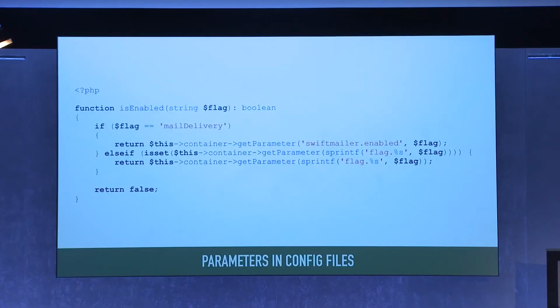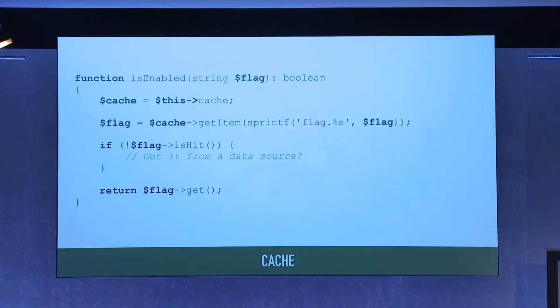It's a little bit more complicated. But essentially, this is just going back to what we were doing earlier with SwiftMailer. We're seeing if it's enabled, and if mail delivery is, then we're getting the parameter, setting the parameter enabled, and if not, then we're returning false as the default.